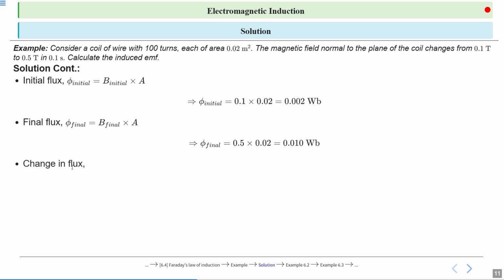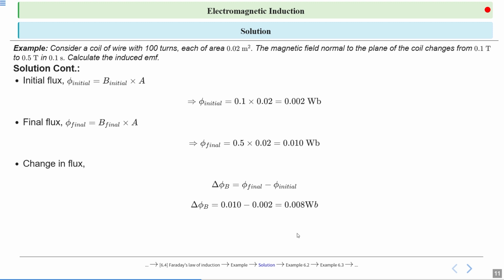So what is the change in flux? We have to calculate the change in flux. Now we will subtract phi final minus phi initial. So delta phi B, which is the change in magnetic flux, equals phi final minus phi initial, which is 0.01 minus 0.002, equal to 0.008 Weber. So this is the change in flux.